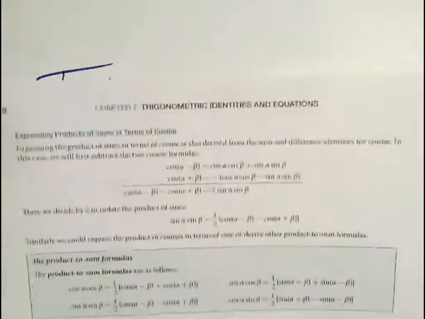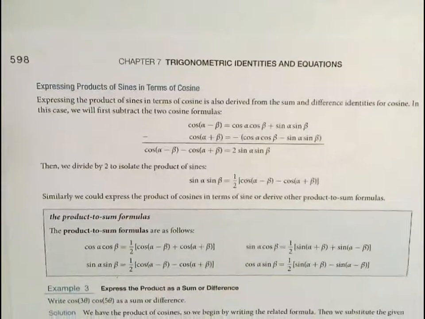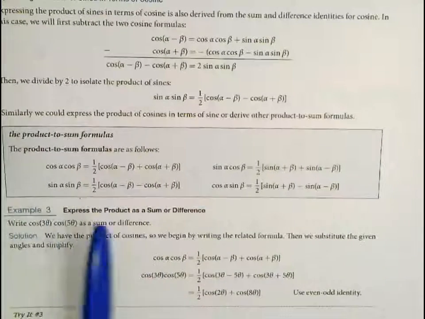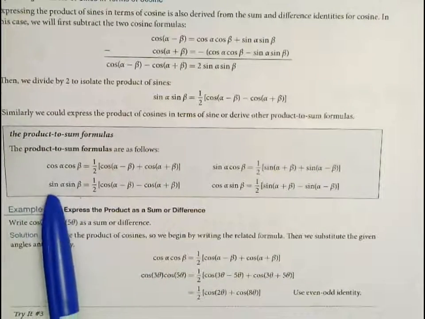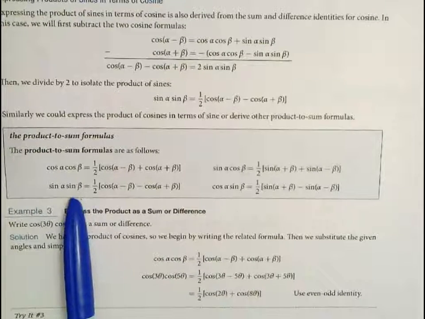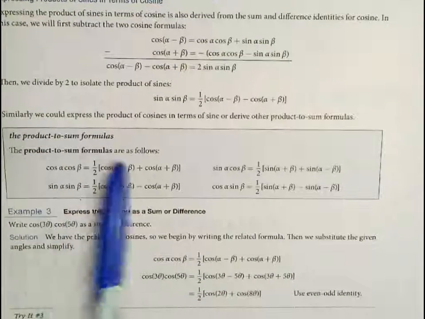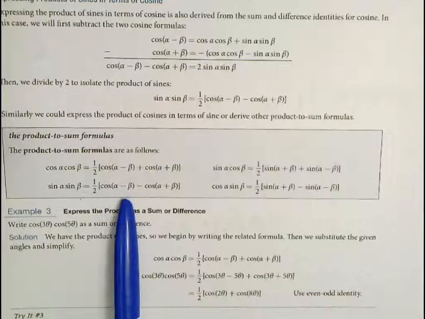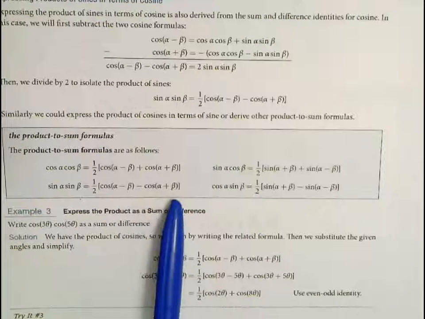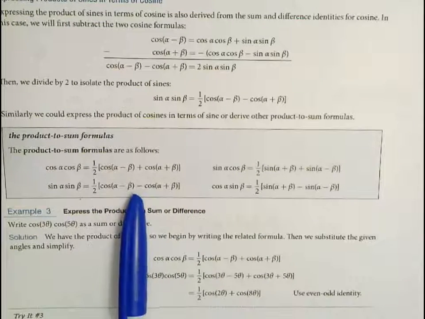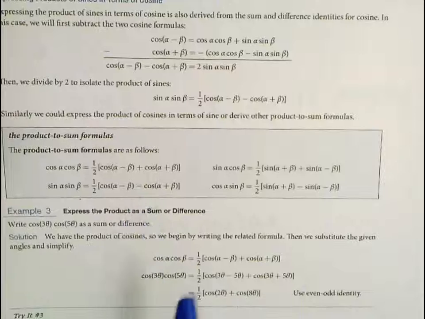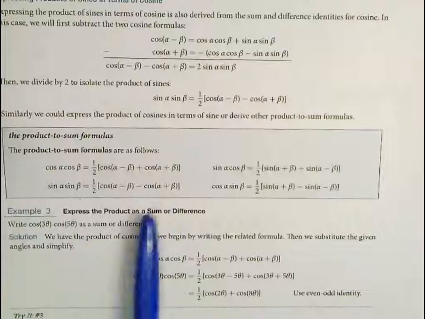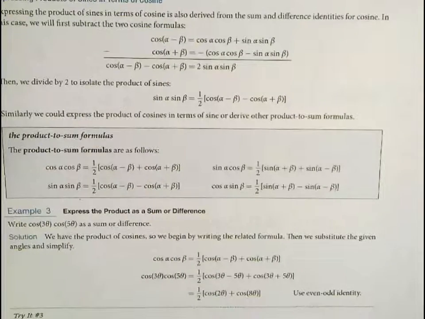If you were to look on page 598 in our book, here we have the product to sum formulas. So let's say we do this one, sine of alpha times sine of beta. That's the product to sum, equals 1/2 times the quantity, the cosine of alpha minus beta, minus the cosine of alpha plus beta. Now remember that we can change this difference to what? A sum. So what we're really going to be doing is match up one of these product to sum formulas, and then just simply do the arithmetic.